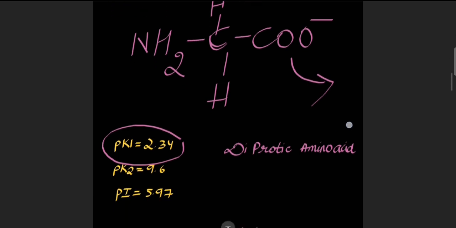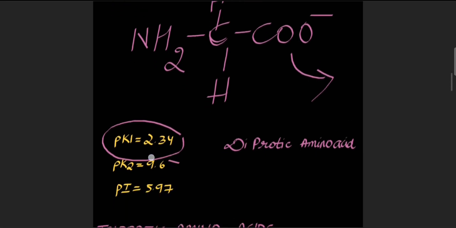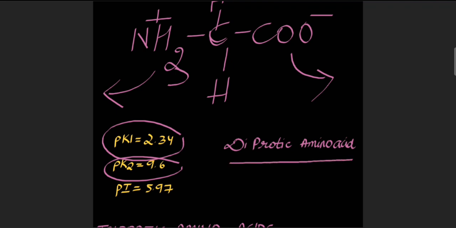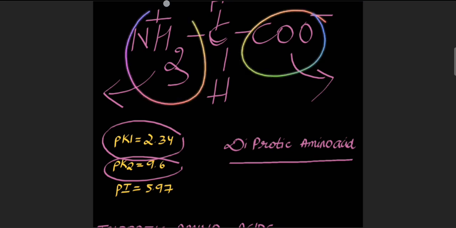And then when the pH was 9.6, this NH2, this is NH3 actually, with a plus sign. So this NH2 had donated its hydrogen, right? The reason why glycine is called a diprotic amino acid is because it has only two groups which will be able to either accept or donate hydrogen. So the first group is this one, and then the second group is this one.